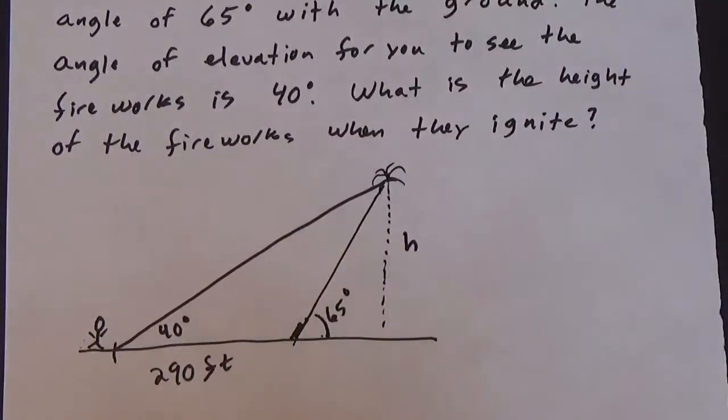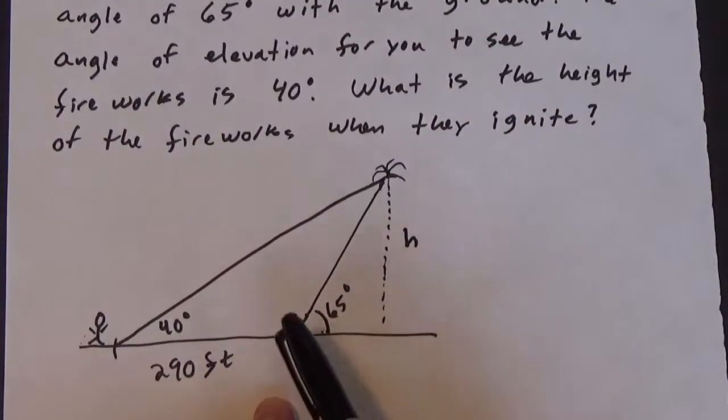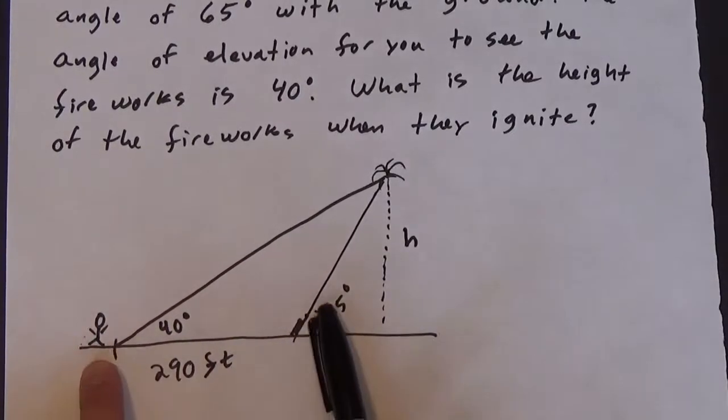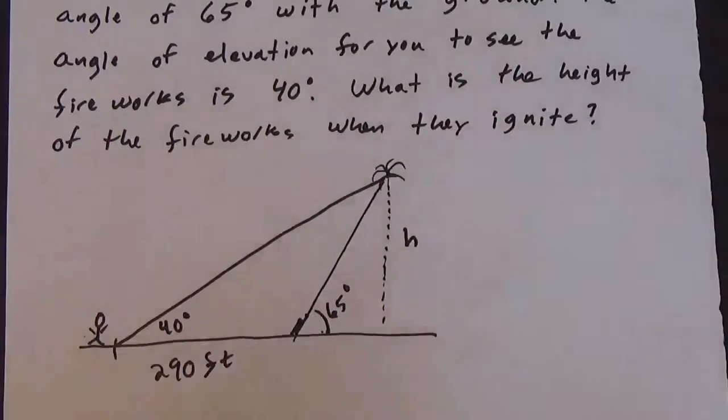So this is a neat little problem. This has to do with fireworks, but it can be done with anything. If you ever see something in the sky and you want to know how high it is, you basically put something here and look at the angles of elevation, and you know the distance between you, and then you can do this little trick to get that height. All right, so let's see how this would work.